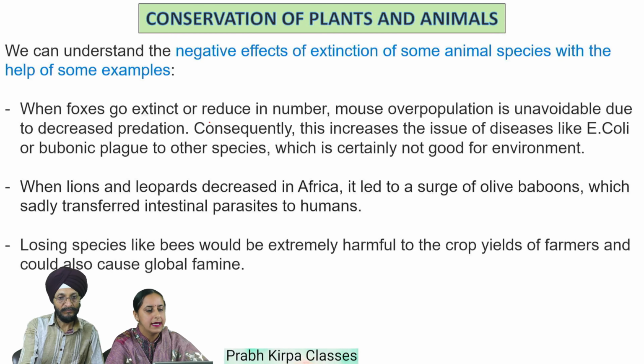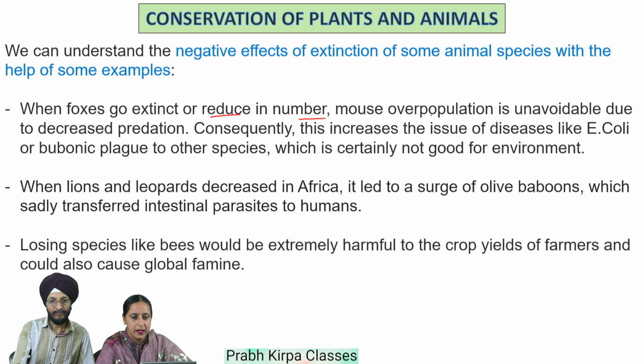When foxes go extinct or reduce in number, mouse overpopulation is unavoidable due to decreased predation. Consequently, this increases the issue of diseases like E. coli or bubonic plague to other species, which is certainly not good for the environment.